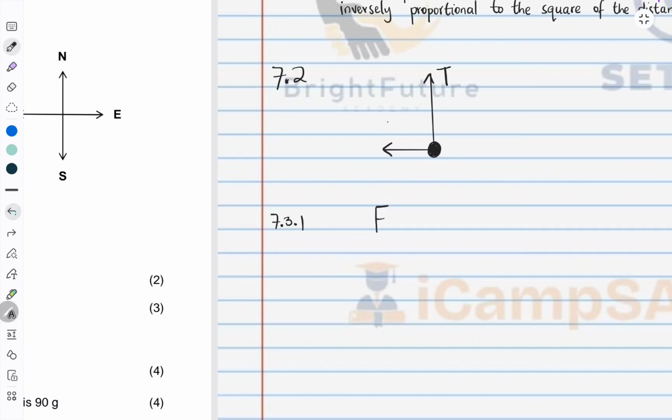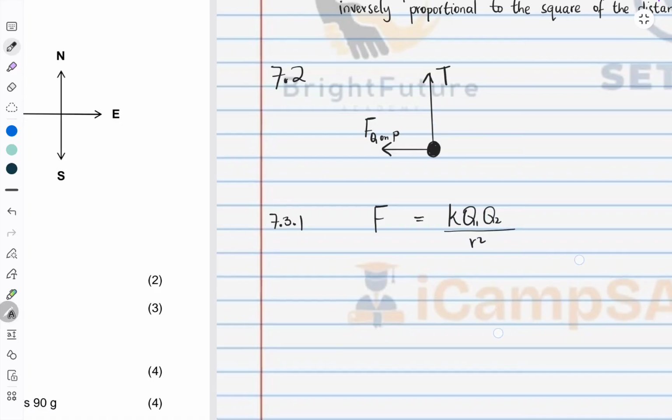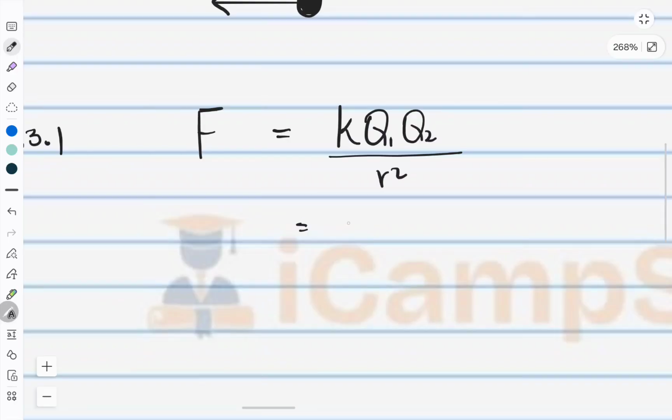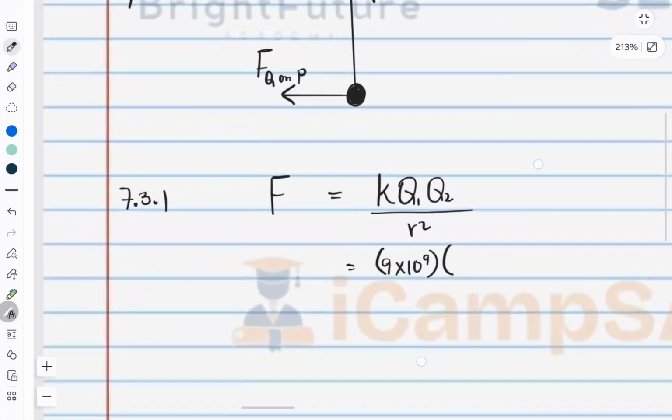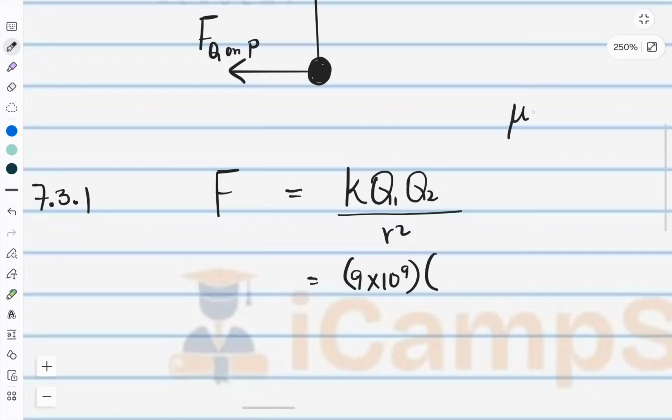FQ on P, there's nothing wrong. Okay, K Q1 times Q2 over R squared is how you do the electrostatic force. K is a constant, 9 times 10 to the power 9. We are told that Q1, which I'll make my P, is 30 microcoulomb. We know that micro is 1 times 10 to the power minus 6.